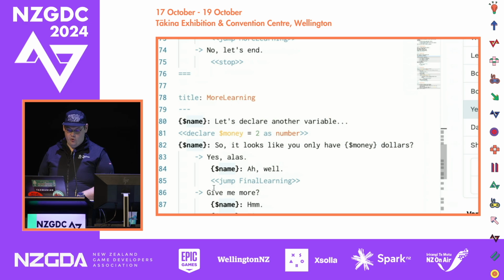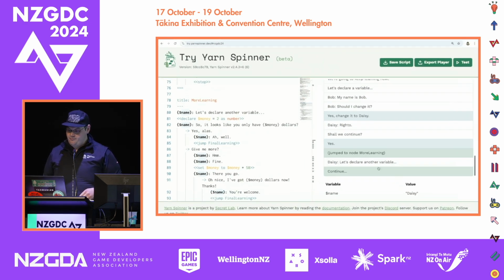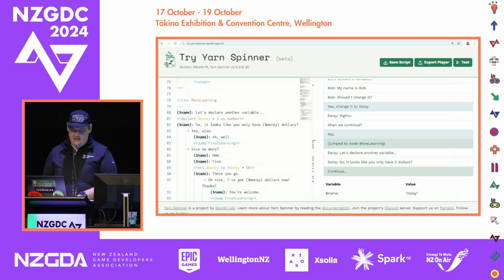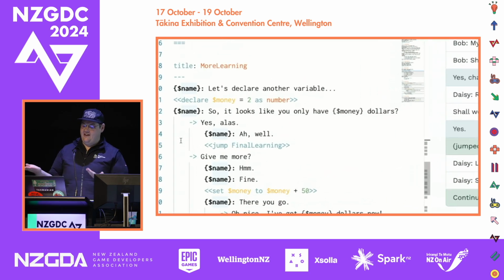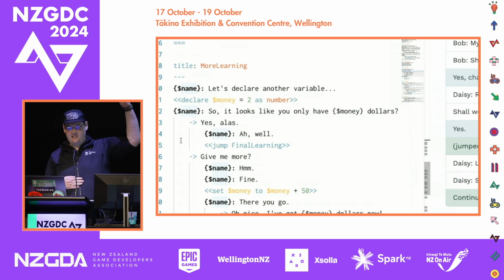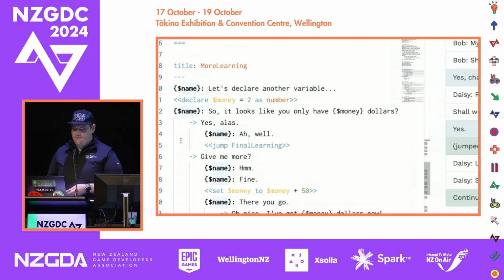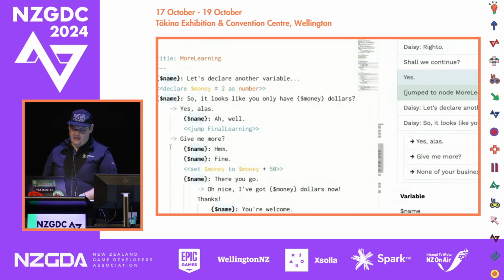So we're going to jump to the node more learning. Inside more learning, we're going to declare another variable. Daisy is now going to say, it looks like you only have this amount of money. Because we declared another variable called money, set it to 2. So it's like, you don't have much money. And you can say, yes, alas. And we jump to another node.